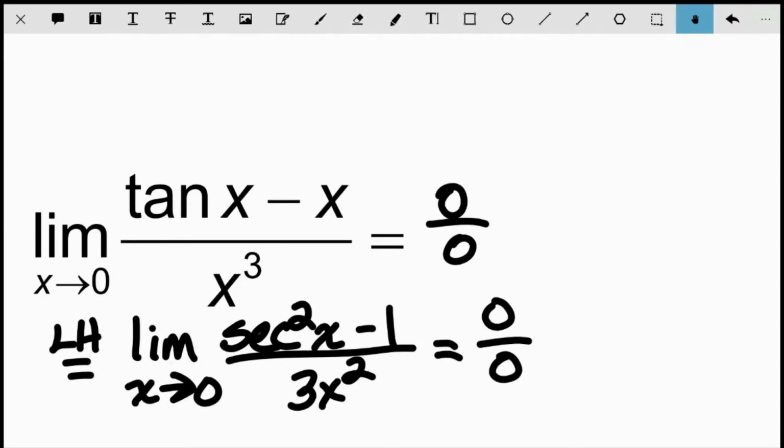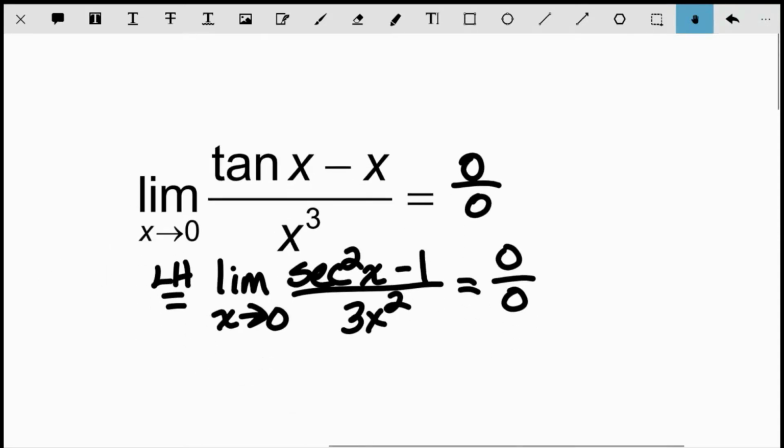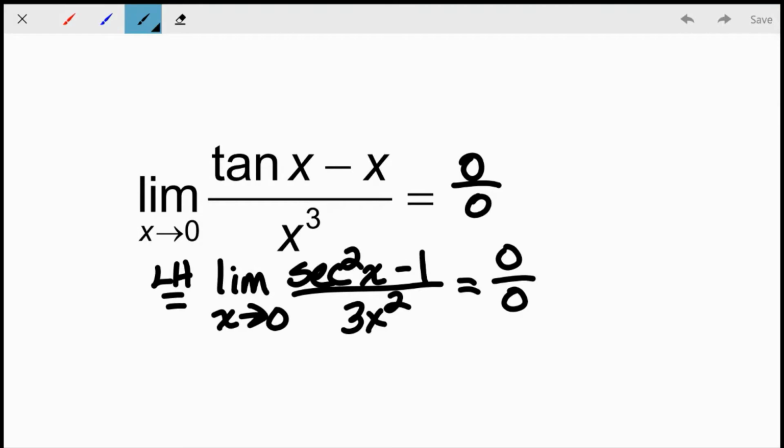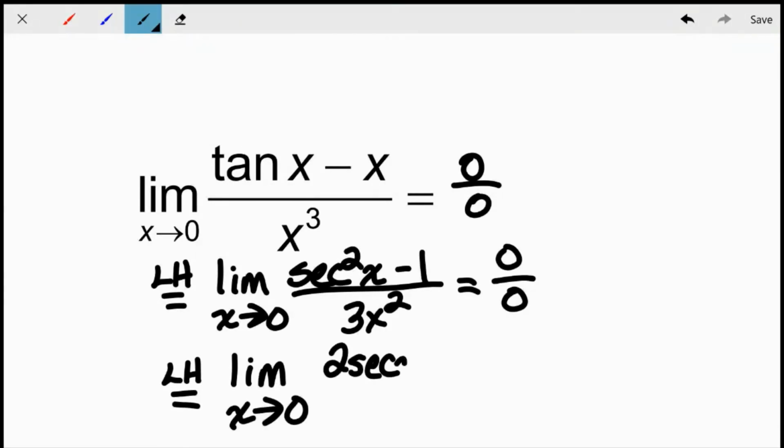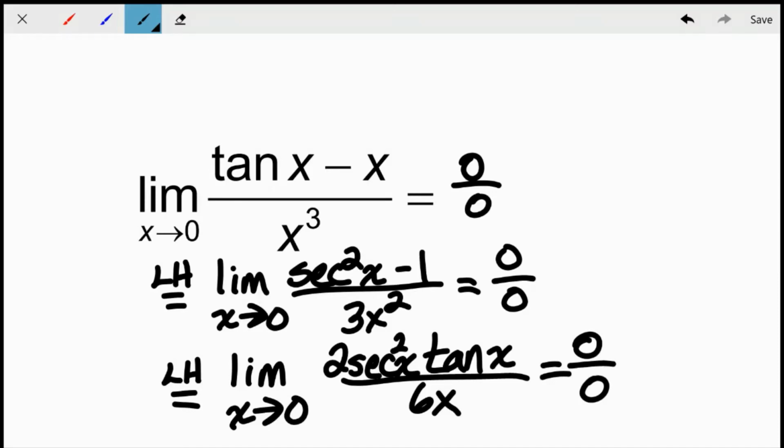However, since we have seen that the 0 over 0 showed up again, I can actually continue to do L'Hopital's rule. I can have another step of L'Hopital's rule because I'm still seeing an indeterminate form that's 0 over 0. So I'm going to take the derivative of the numerator and the denominator again. And in this case, I get 2 secant x times secant x tangent x, or 2 secant squared x times tangent x, all over 6x. Well, do your substitution again. Unfortunately, we end up with 0 over 0 again.